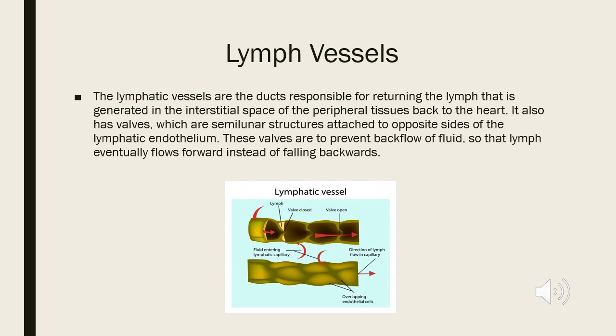The lymphatic vessels are the ducts responsible for returning the lymph back to the heart. They also have bulbs, which are semilunar structures attached to opposite sides of the lymphatic endothelium. These bulbs prevent backflow of fluid, so that lymph eventually flows forward instead of falling backwards.